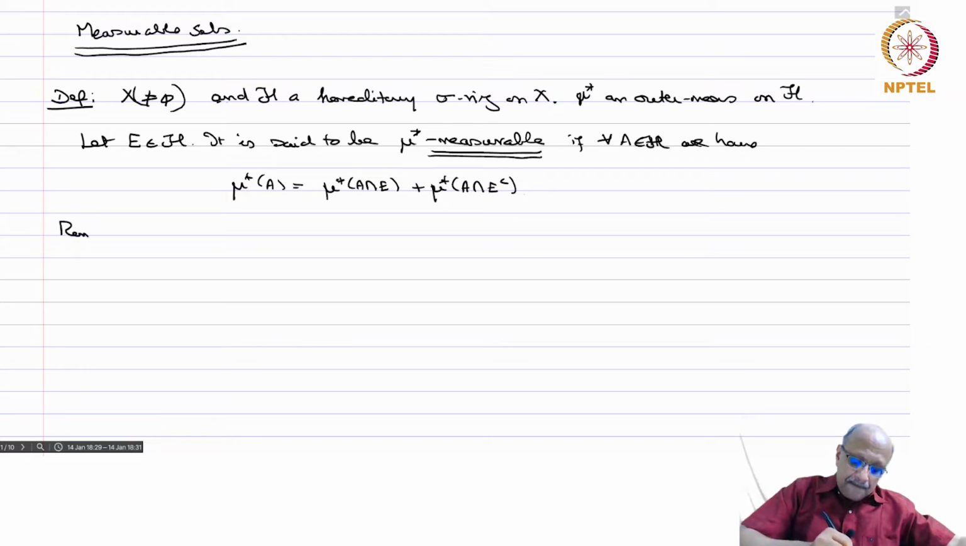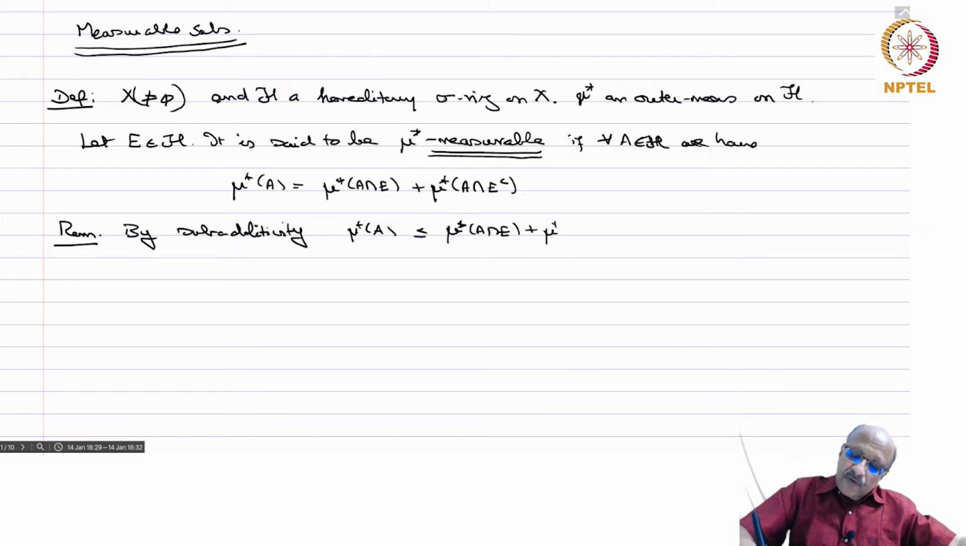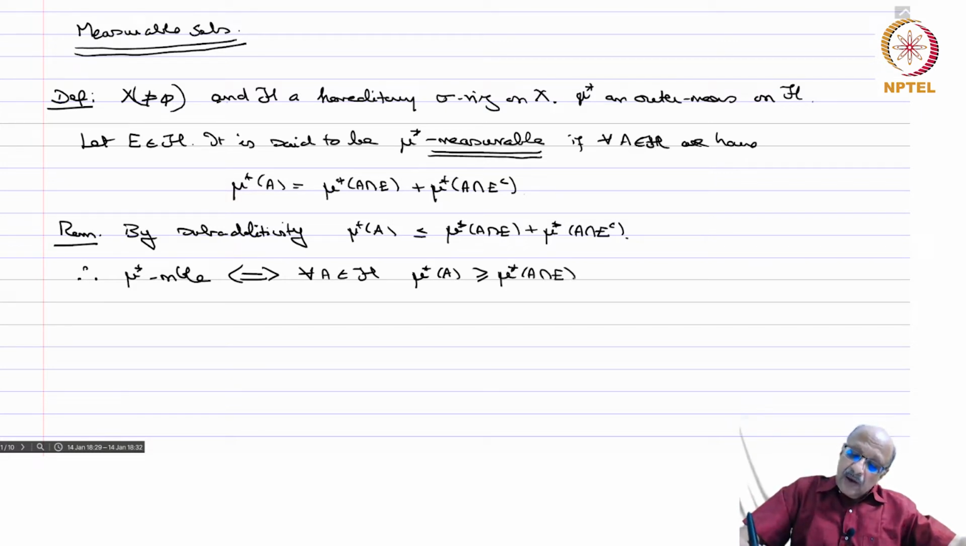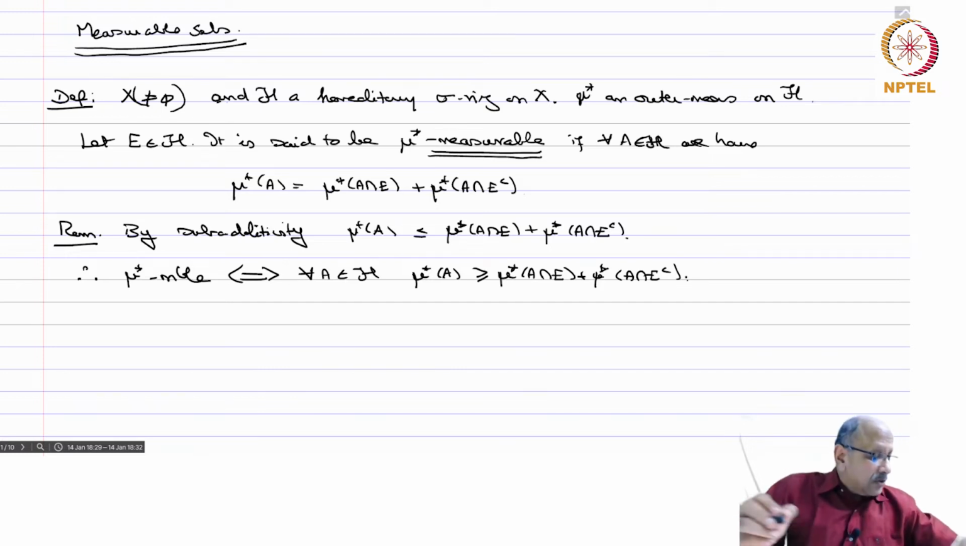Now, remark, by subadditivity, we have that mu star of A is less than or equal to mu star of A intersection E plus mu star of A intersection E complement. Therefore, mu star measurability is equivalent to showing for every A in H we have mu star of A is greater than or equal to mu star of A intersection E plus mu star of A intersection E complement. So it's enough to check this. The other inequality is obvious.